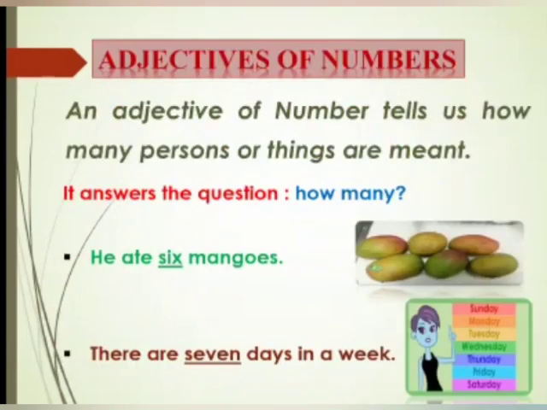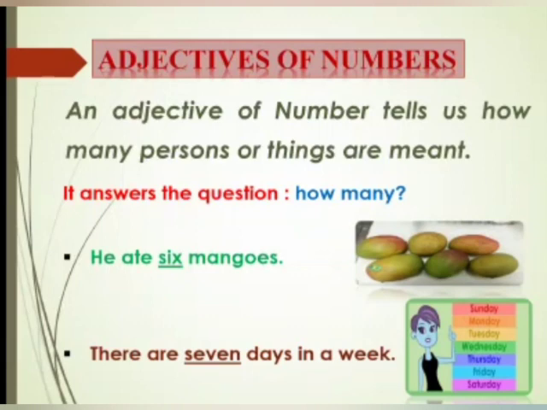Number 3, adjectives of numbers. An adjective of number tells us how many persons or things are meant. It answers the question how many. First example, he ate 6 mangoes. How many mangoes did he eat? 6. The word 6 is an example of adjective of number.